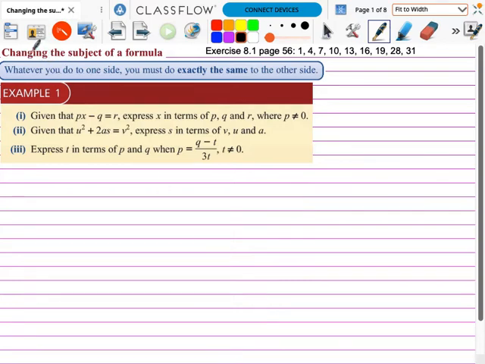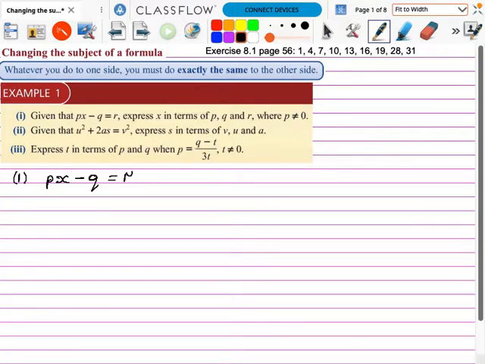Is the topic changing the subject of a formula. And the technique for doing this is the same as you would do in equations. Whatever you do to one side, you do exactly the same to the other. Now what I'm going to do is start off with part one and talk about it in terms of where we have seen similar maths before.